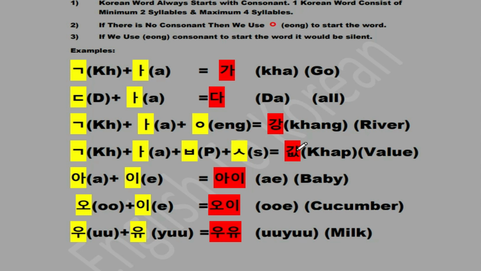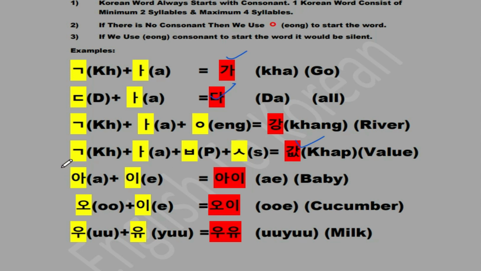Khang means river. Our fourth word is khap. As I told you earlier, one Korean word consists of a minimum of 2 syllables and a maximum of 4 syllables. Here is a 4 syllable word.